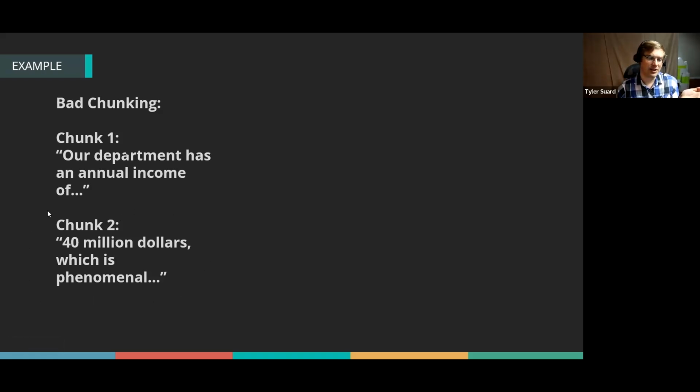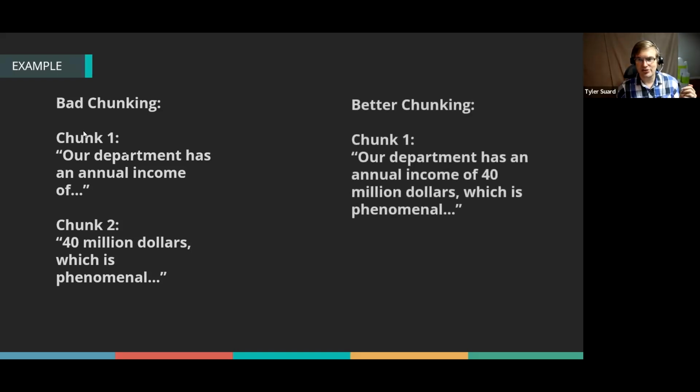It would be a lot better to have those in the same chunk, because then they would both be returned and your AI would be happy. Whereas if only the first gets returned, your AI will still have no idea how to answer the question. So this is better chunking. A whole idea is in one chunk. Enough meaningful information for the AI is in one chunk: "Our department has an annual income of $40 million, which is phenomenal." If you searched for annual income, you would get this and you would get the answer.